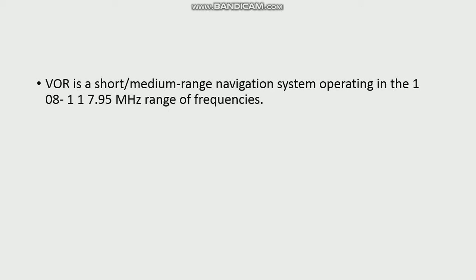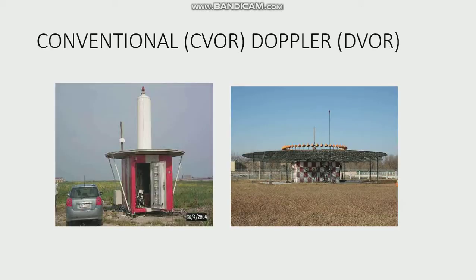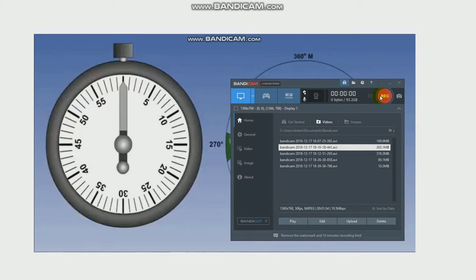VOR is a short to medium range navigation system operating in the 108 to 117.95 MHz range of frequencies. There are two types of VOR, which are the conventional and the Doppler. To understand the concept of conventional, here's a short video.